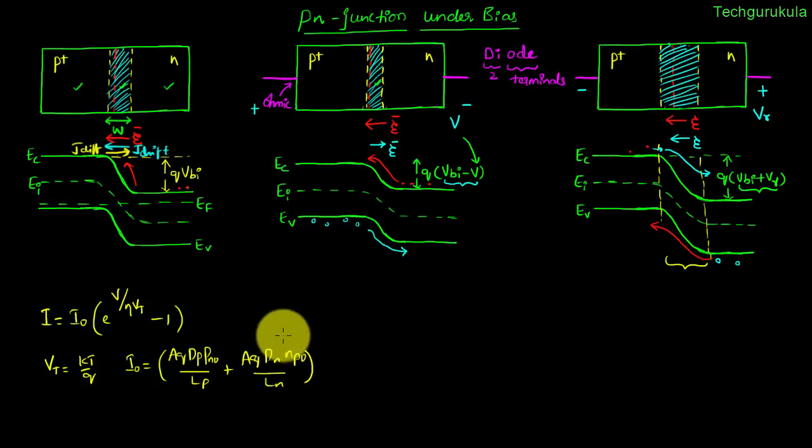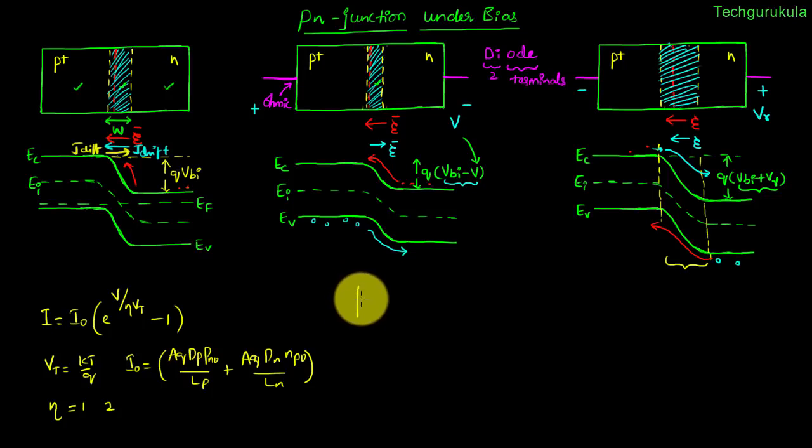And of course, this looks pretty big compared to the overall current equation. Eta is actually called the ideality factor. In general, for germanium, it is 1. For silicon, it is 2. 1 being the most ideal, which means in an ideal diode current equation, basically eta would be 1.